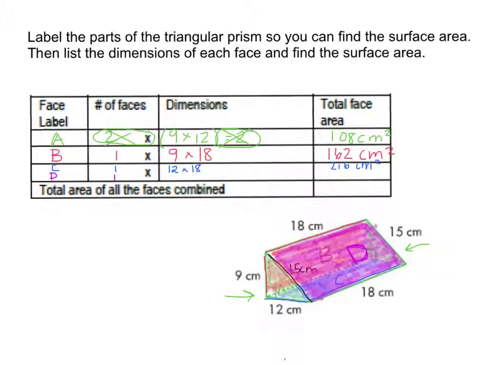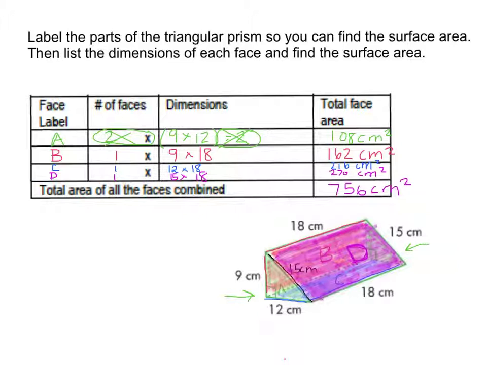And my last piece, which I've labeled D here, is the front or side piece of this prism, and it's measuring 15 on one edge by 18 on the other edge, and that equals 270 centimeters squared. Now I simply need to add these measurements together to find the total area of all the surfaces of this triangular prism. That total ends up being 242 centimeters squared.